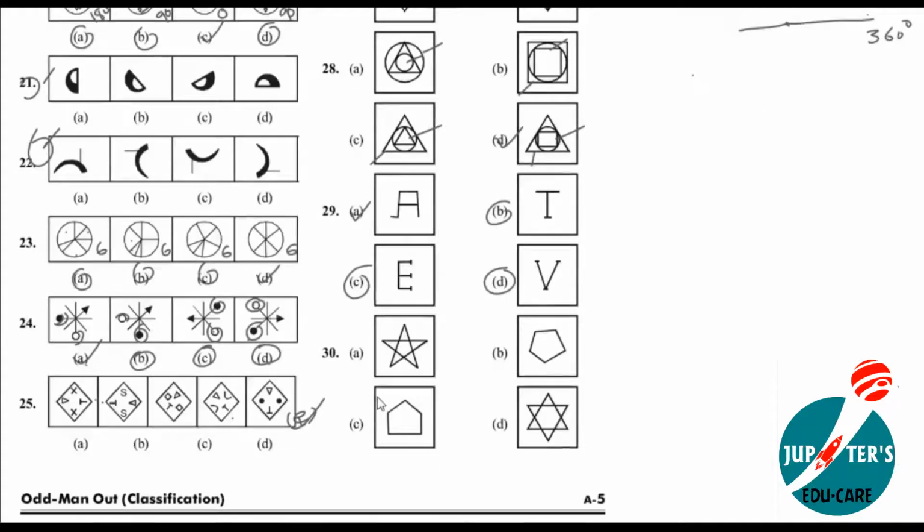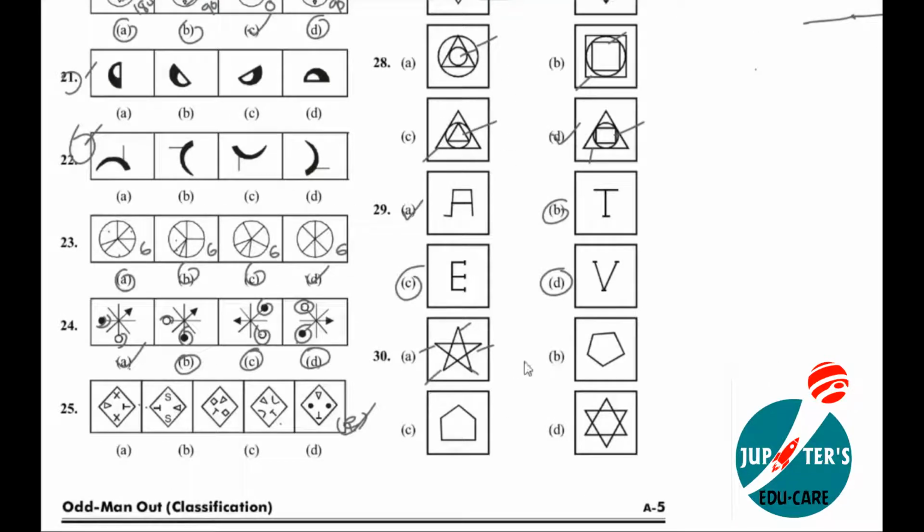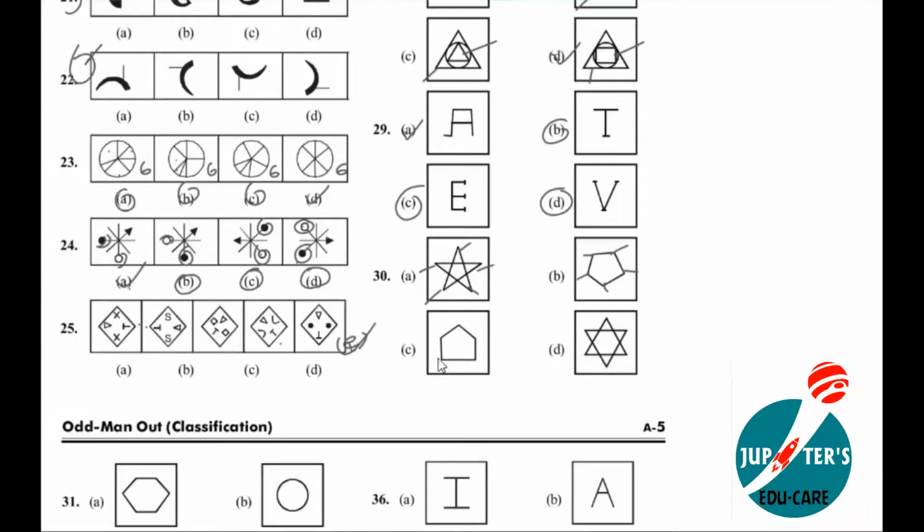Next, coming to question number 30. See, in option A, we have 5 corners. Count 1, 2, 3, 4, 5. Next, in option B also we have 5 corners. 1, 2, 3, 4, 5. Next, in option C, we have 5 corners also. But in case of option D, count how many corners we have here. 1, 2, 3, 4, 5, 6. So in option A, we have 5 corners, option B also 5, option C also 5, but in option D, we have 6 corners. So, D is our answer.